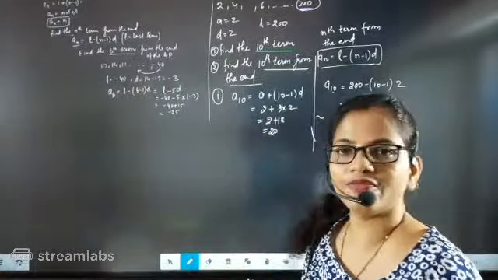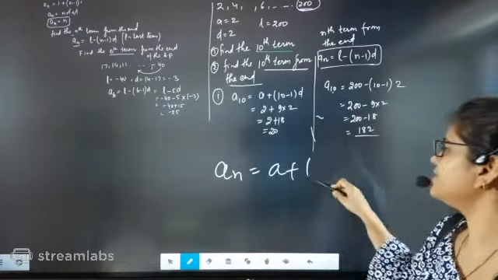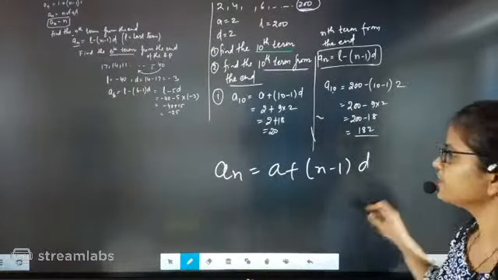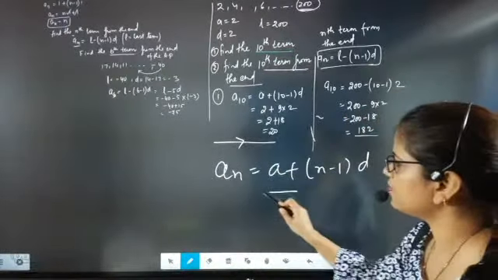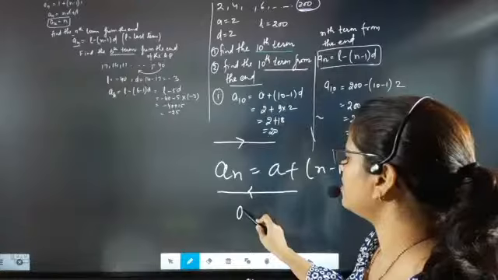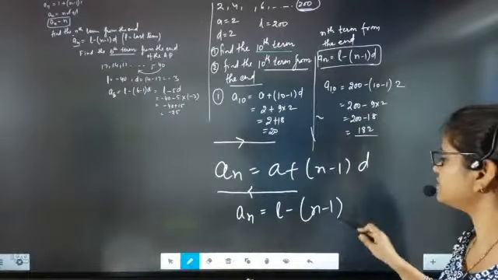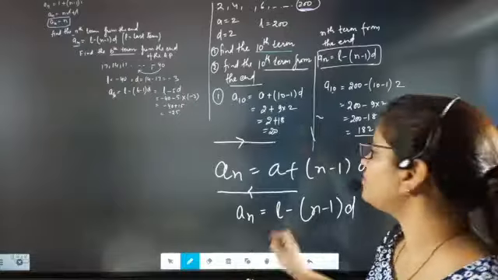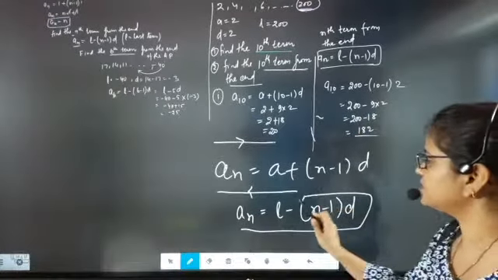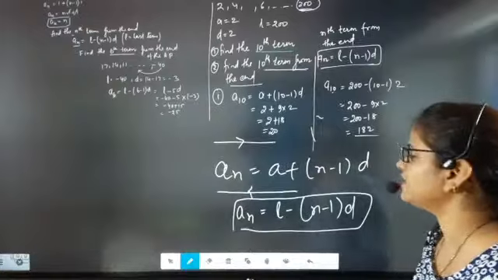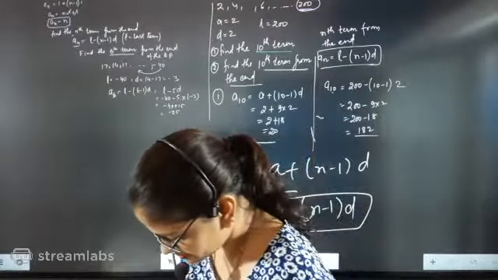Forward going means you have to use the formula an is equal to a plus n minus 1 into d. That means if you are going in the sequence like this. But if you are coming from the end, then the formula will become an is equal to L minus n minus 1 into d. If you are writing from the end, then the formula will become this one: an equal to L minus n minus 1 into d.